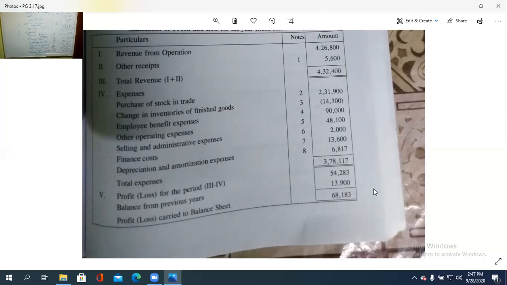In case there is any extraordinary item or an old profit, like here there is an old profit, we need to add that profit with this. So thereby we are getting the profit or loss carried to the balance sheet. So in this way we are calculating the statement of profit or loss.